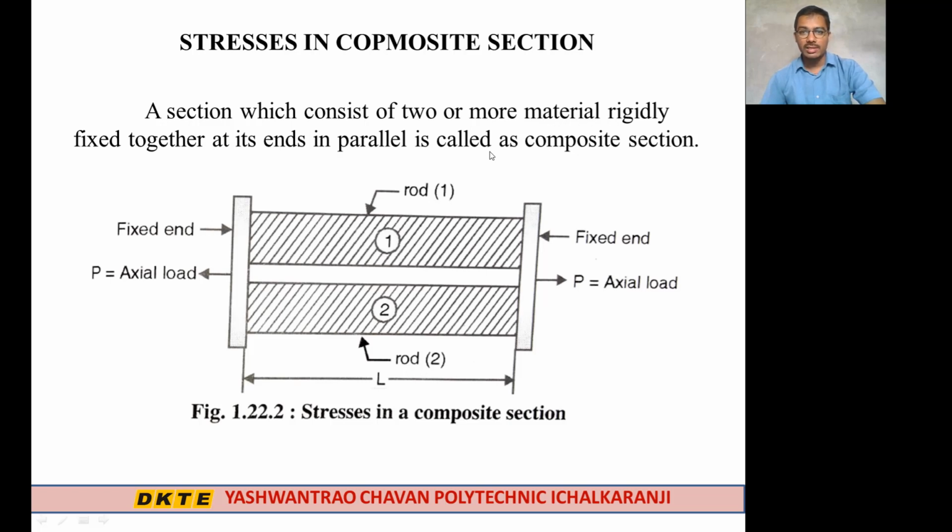parallel is called a composite section. Here is the diagram of it. In that diagram, it is shown that the section consists of two rods, rod 1 and rod 2, and axial load P is applied on its axis as shown in the figure, and these two rods are fixed at their ends in parallel. This entire figure is known as the composite section because it consists of two different materials. Rod 1 is one material and rod 2 is a different material.